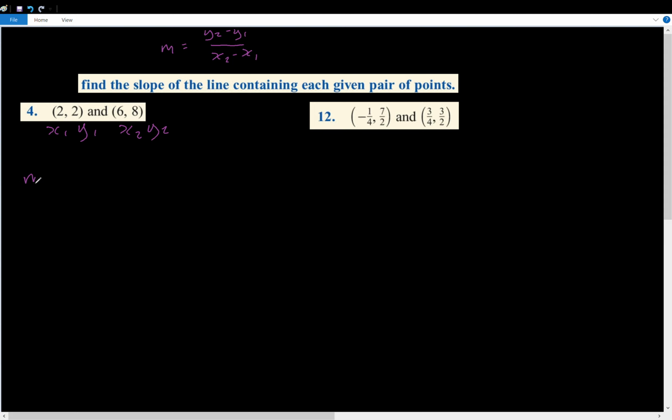So m equals, and then y2 minus y1 is going to be 8 minus 2, and then all over x2 minus x1 is going to be 6 minus 2. And that's going to be equal to 6 over 4, which can be simplified down to 3/2, like that. So that's our slope for question 4.